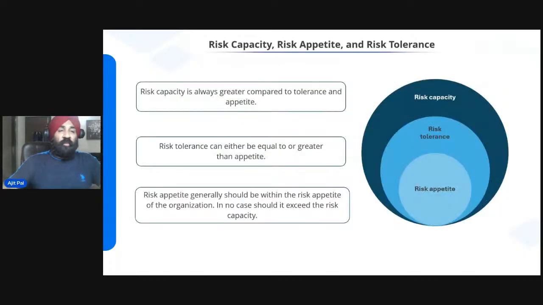Under no circumstances should your risk tolerance and risk appetite be greater than risk capacity. I earn 1 lakh and I invest 2 lakh in the share market? No. Sometimes risk tolerance can be either equal to or greater than appetite. Like I said, if 50,000 is a limit for me, I can't go beyond that. So that is what we call risk appetite. Risk tolerance can be greater than or equal to appetite. And risk appetite should generally be within the risk capacity of an organization. In no case should it exceed the risk capacity.